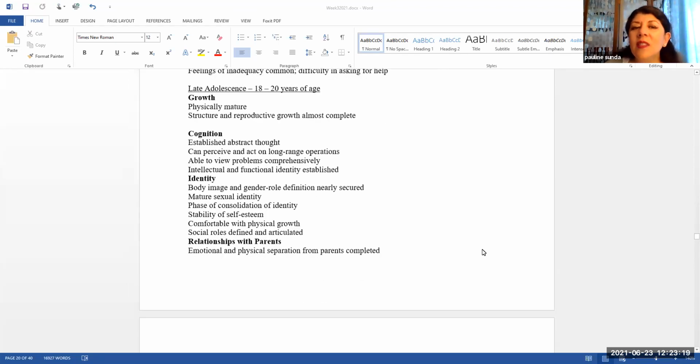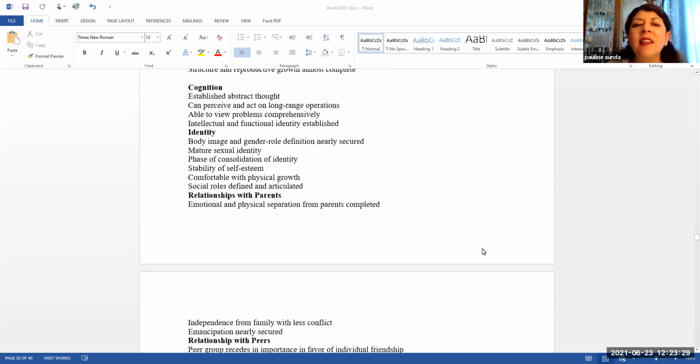Late adolescence. So this is 18 to 20. Here, they are physically mature, structurally, and reproductive growth is pretty much almost complete. Cognition, that abstract thought is established. They can perceive and act on long-term goals. They're able to view problems comprehensively.